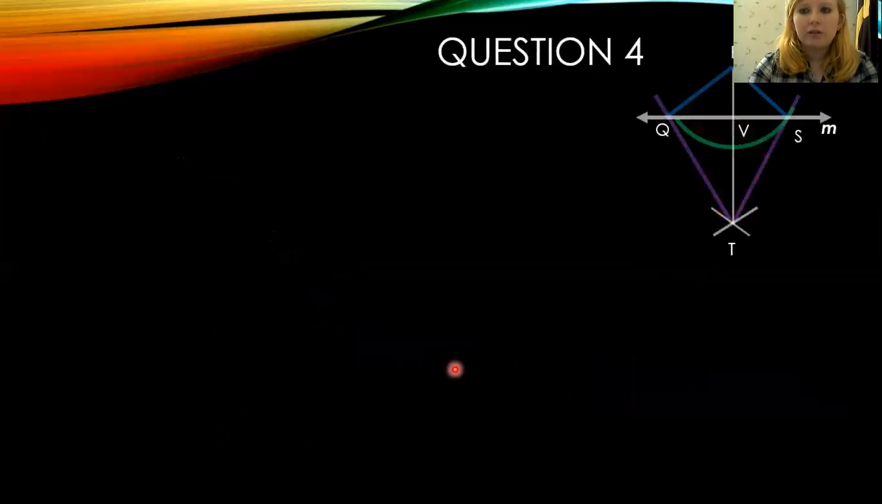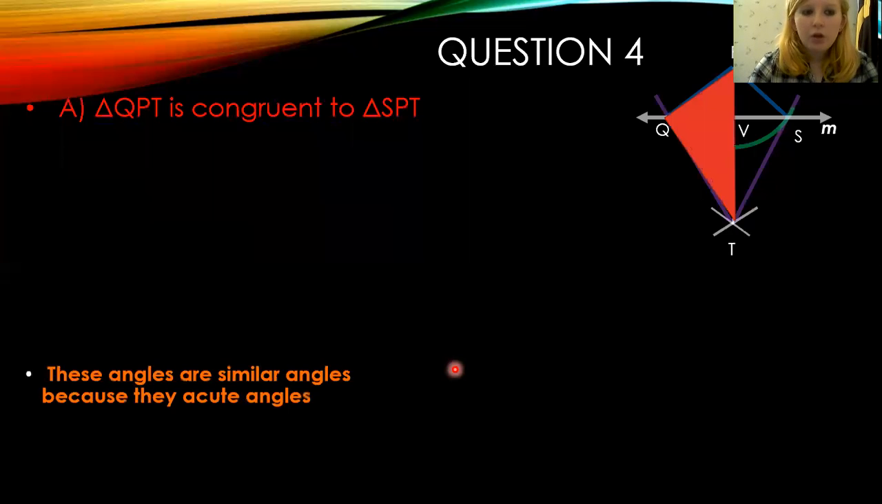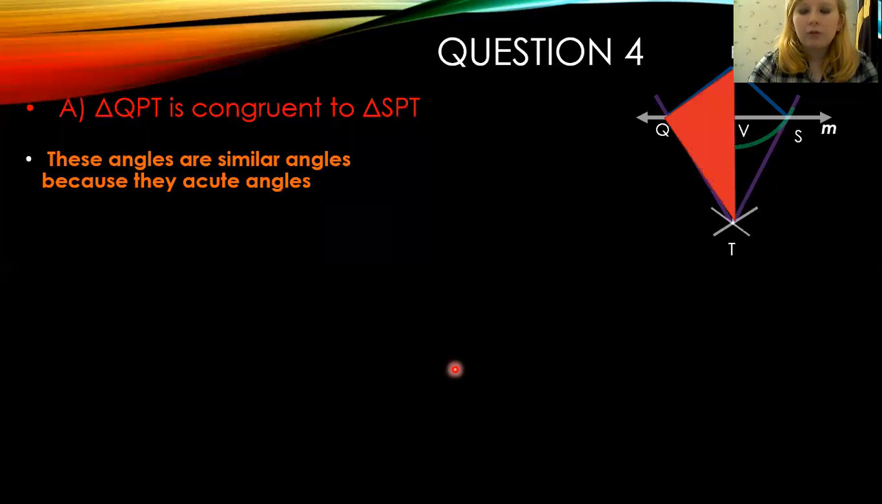Question 4 wants us to talk about congruency. So they believe that triangle QPT is congruent to triangle SPT, which QPT would be this triangle right here. So how do we determine that? Well, we're going to look at the angles first. These angles are similar angles because they are acute angles. An acute angle is an angle that is less than 90 degrees.